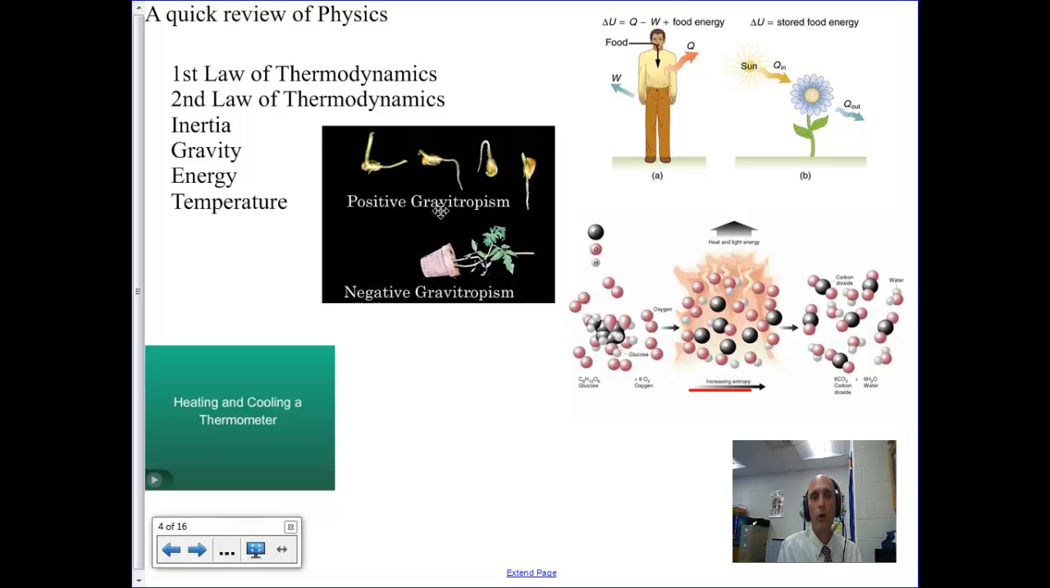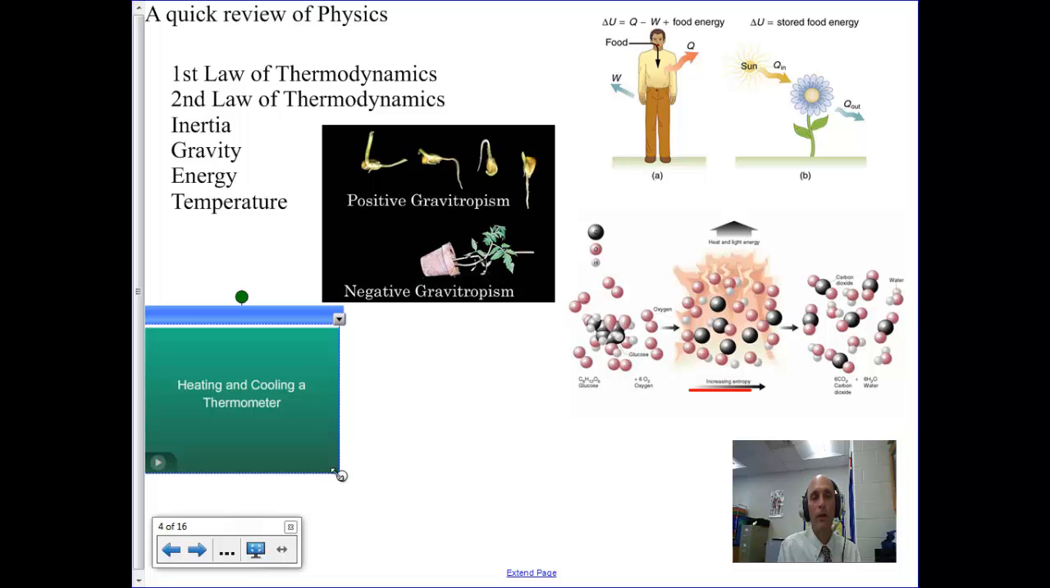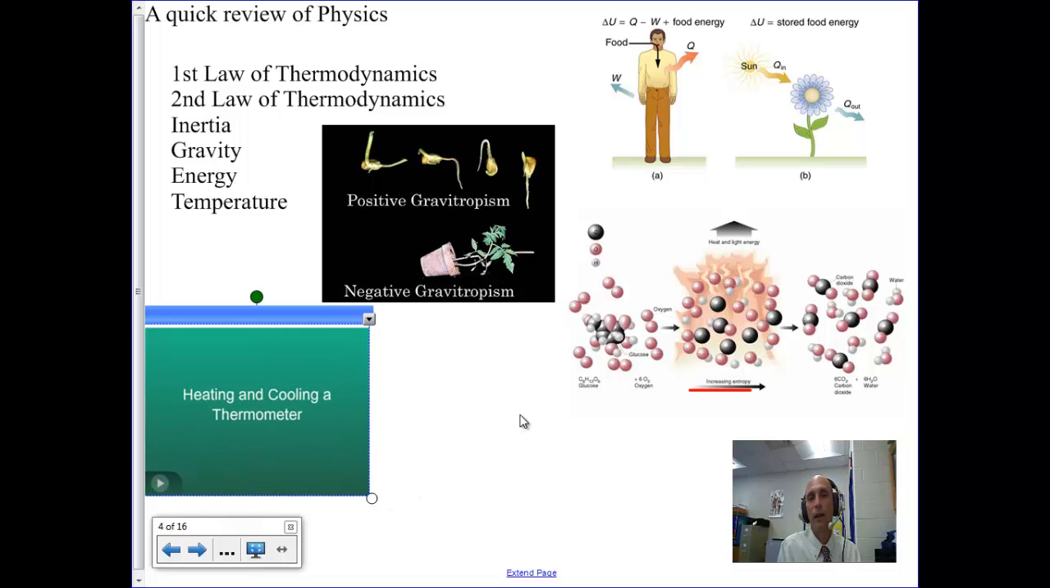Another good argument for not cleaning your room, which many of you might want to do when your parents are like, hey, clean your room, just tell them, hey, I'm trying to save the universe. I don't want to create any additional entropy by cleaning my room.